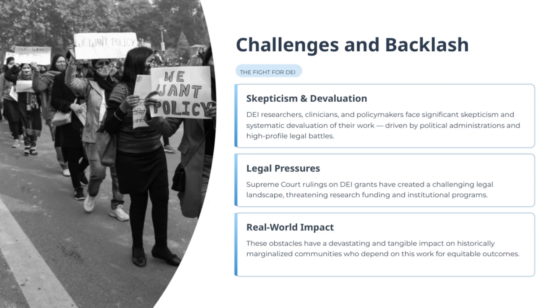These obstacles really have a serious and tangible impact on communities that have been historically marginalized. These are the groups that often rely on this work to achieve more equitable outcomes. When legal challenges or political pressures come into play, it's these communities that end up bearing the brunt of the fallout. For example, recent Supreme Court decisions regarding DEI grants have created a very challenging legal landscape. These rulings threaten the funding for important research and can put institutional programs at risk. It's a significant barrier when the legal environment becomes uncertain or hostile to diversity, equity, and inclusion efforts.